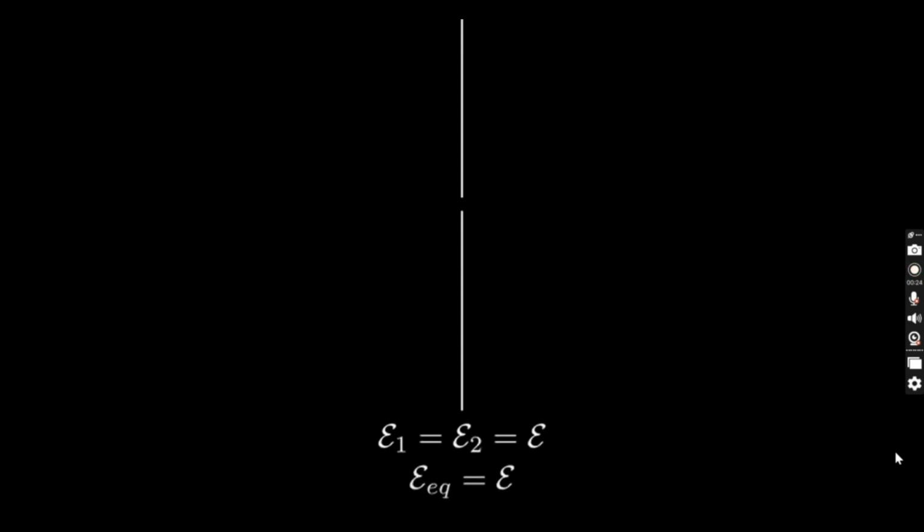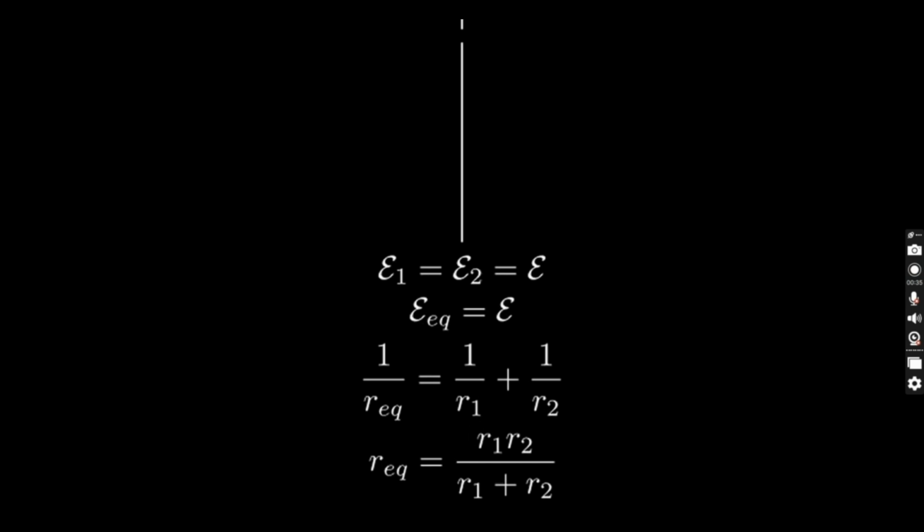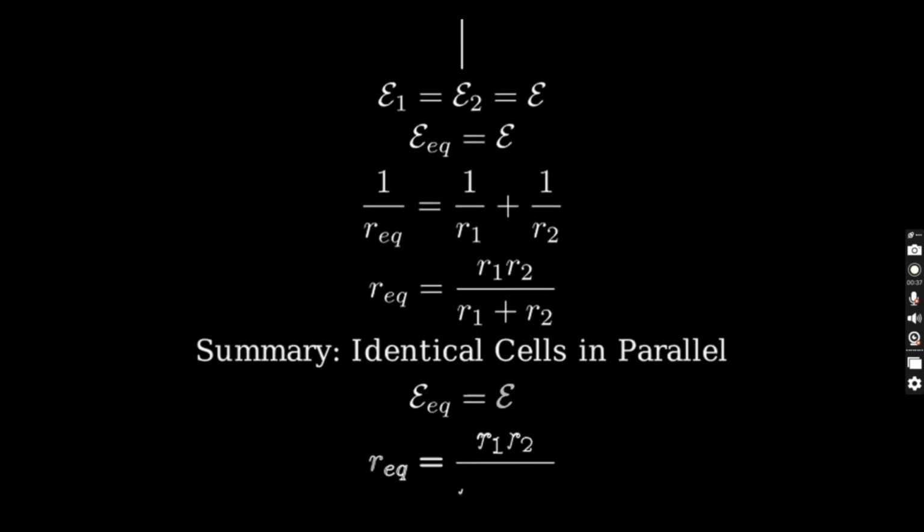Now, let's find the equivalent internal resistance. For resistors in parallel, we add their reciprocals. Solving for R_eq, we arrive at this expression. To summarize, for two identical cells connected in parallel, the equivalent EMF is simply the EMF of each cell, and the equivalent internal resistance is given by this formula.